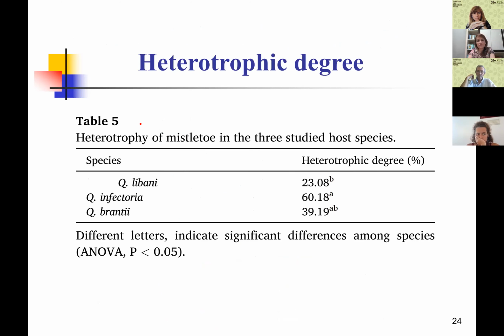For the heterotrophic degree, we found that the heterotrophic degree of mistletoe on Quercus infectoria is the highest value. It's around 60%, and in Quercus libani is the minimum value, 23%. So the highest value of heterotrophic degree is the mistletoe on Quercus infectoria.